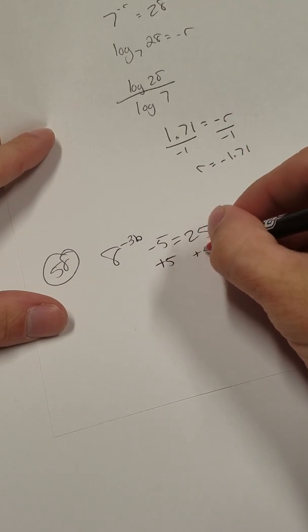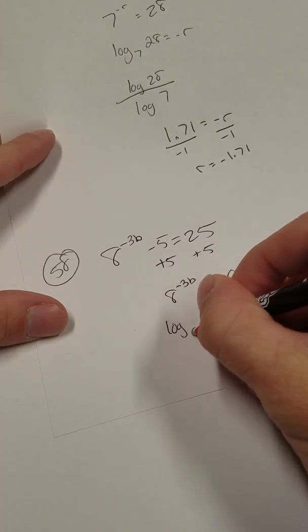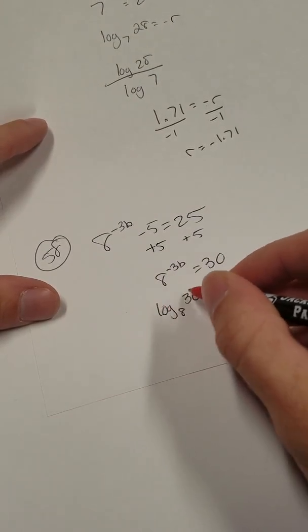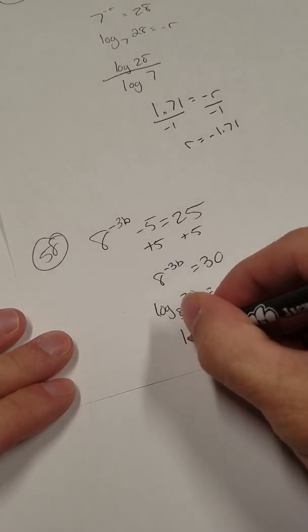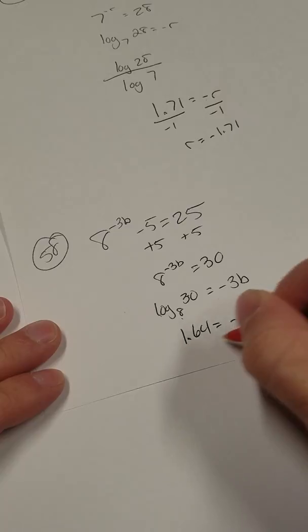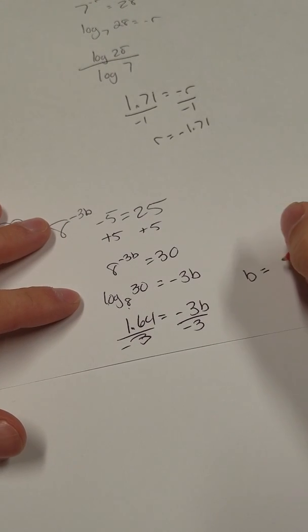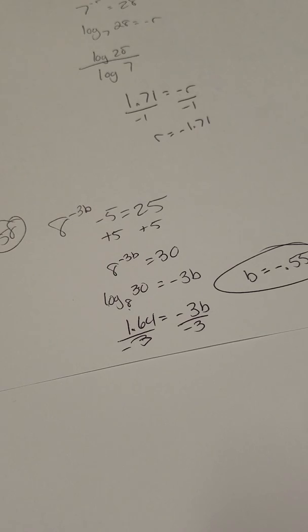Add 5. 8 to the negative 3b equals 30. Log base 8 of 30 equals negative 3b. That's a change of base problem. Log of 30 divided by log of 8. So this gets you 1.64 equals negative 3b. Now just solve for b, so we divide by negative 3. And b equals negative 0.55. Okay, so that's how you do number 58.